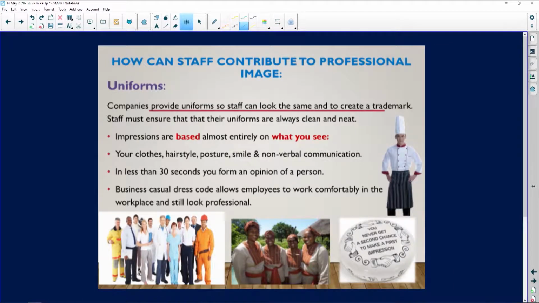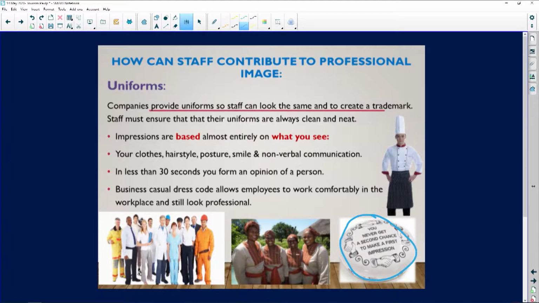How our staff can contribute to professional image. Now, staff plays a vital role, and I've mentioned it a few times already. The first element of our staff that is so important is the way that people look. Now, here at the bottom, I want to put emphasis on that. Let's quickly read that. You never get a second chance to make a first impression. That is so true. So what people see is what they will actually trust and believe.